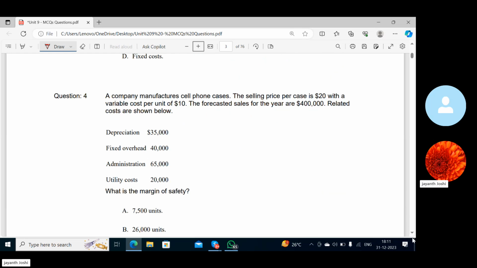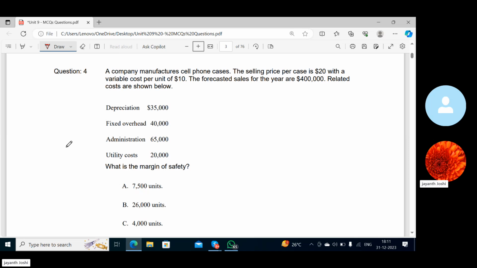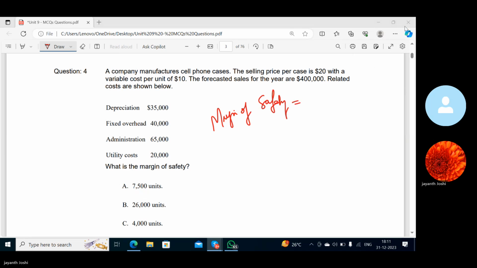Yes, sir. Next question. This is a new question for you. First of all, you should know what margin of safety is. The formula for margin of safety is, just a second. You have gone across all these concepts, and you have written the notes also. So margin of safety is what? When you have budgeted that you want to sell some X number of units, and to break even you have to sell Y number of units.